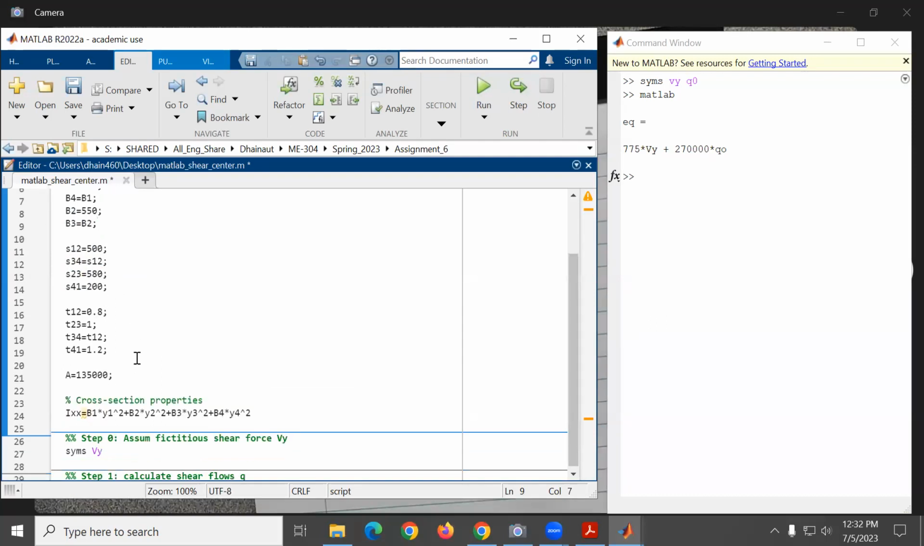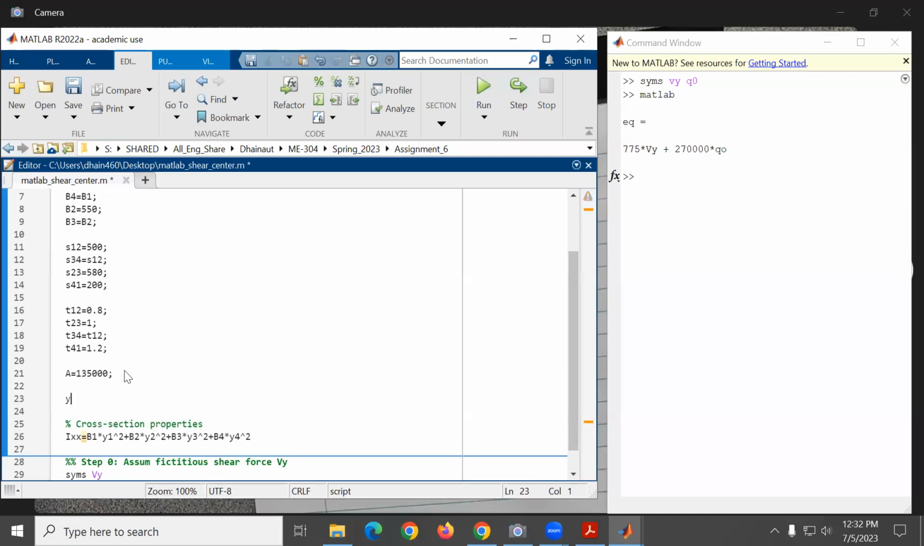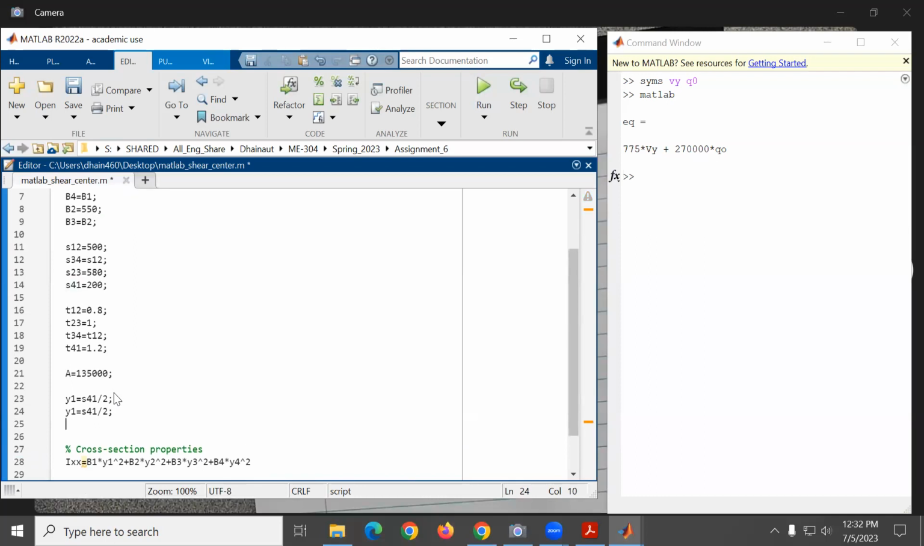Then we can start moving around. Maybe here we need to put Y1 will be equal to what? S41 divided by 2. Correct. I mean, I could do this differently, but Y2 will also be positive, no? Y3 should be negative, and Y4 should be negative.